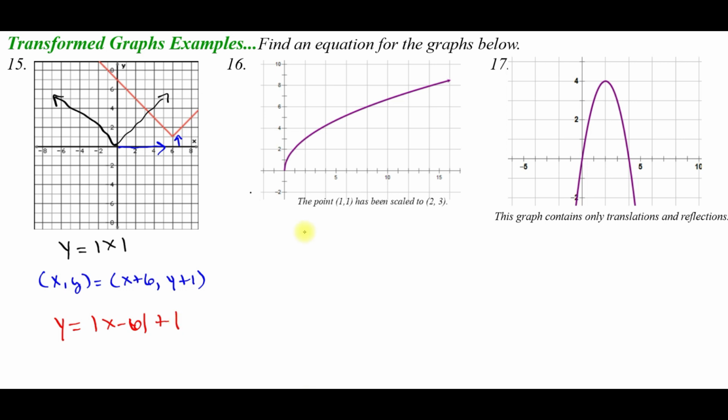Over here on the second one, this is a square root function, so we're starting with y equals the square root of x, which remember normally goes through (0, 0), (1, 1), and (4, 2).